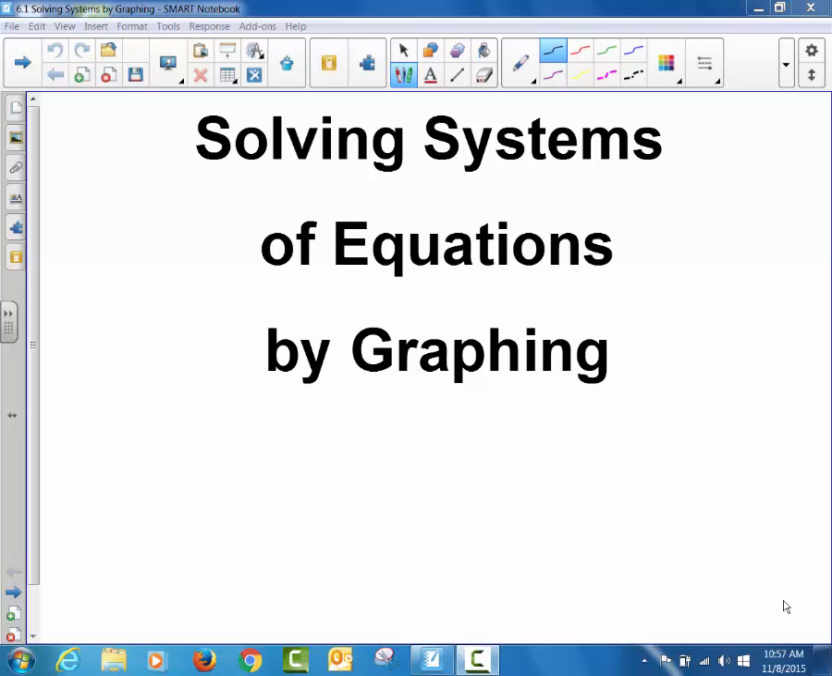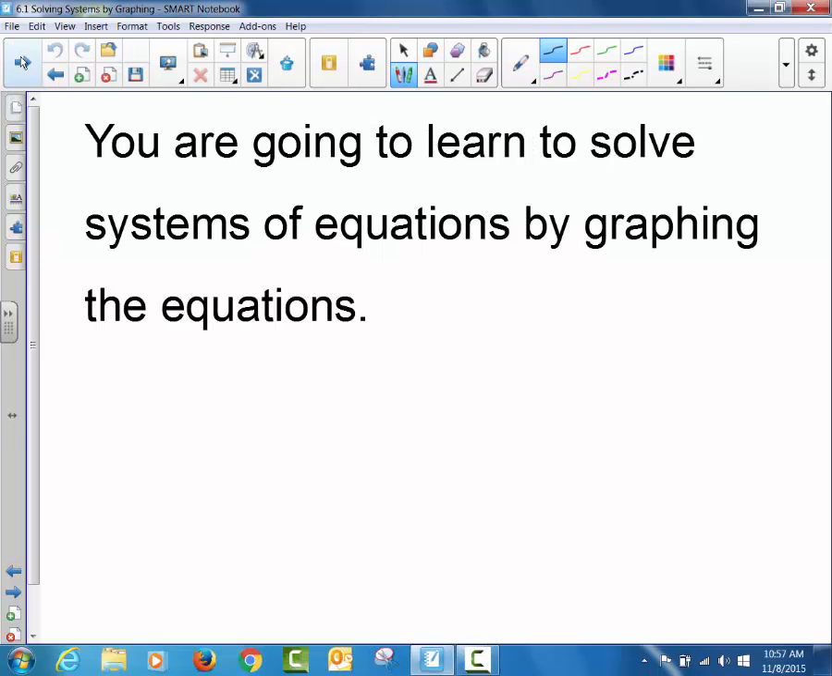Okay, we're going to be solving systems of equations by graphing. You're going to learn how to solve systems of equations by graphing the equations. By systems of equations, you've been used to doing this. You've been used to solving y equals 3x plus 2, and you graph that, and it would be a line.